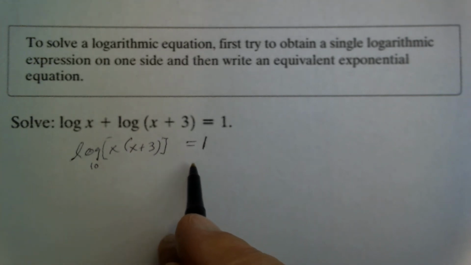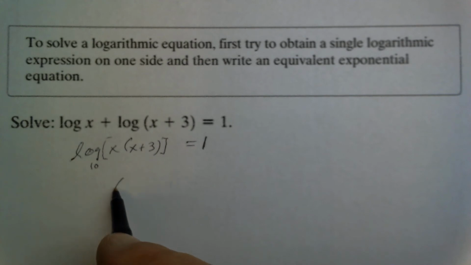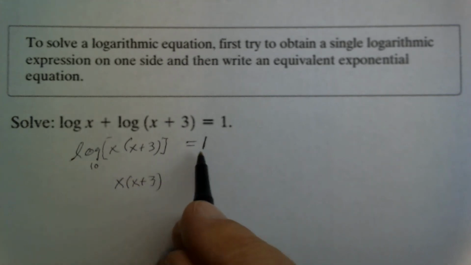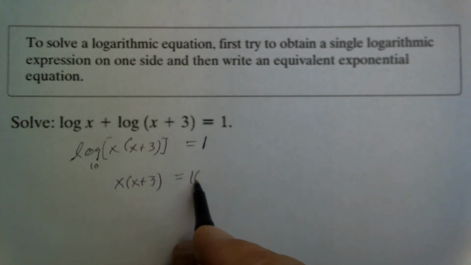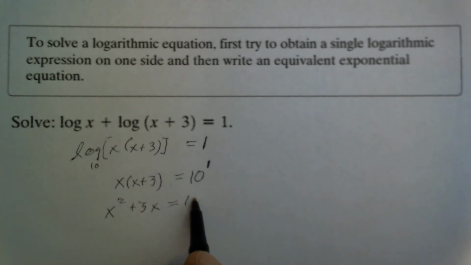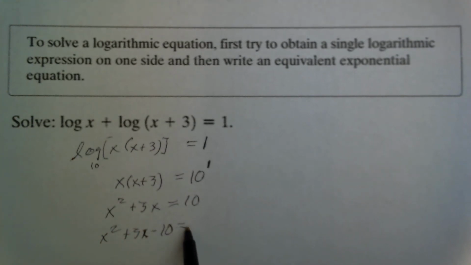From the basic definition of logarithms, that means x times x plus 3 equals 10 to the first power, or simply 10. Then on the left side, we use the distributive property. x squared plus 3x equals 10, or x squared plus 3x minus 10 equals 0. And so this is a quadratic equation.